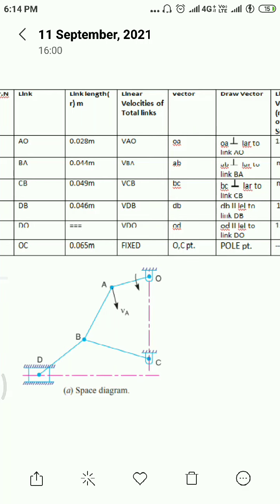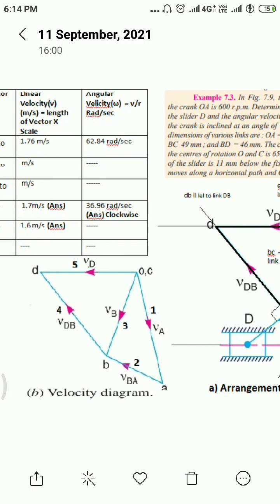Now let us start the velocity polygon. For the velocity polygon, we have to locate the fixed points O and C at one point. Then draw the first vector OA. O is the starting point, A is the end point. For the velocity diagram, again we have to use a scale. The velocity of vector OA is known to you, that is 1.76 meter per second, which is written in the table. So hence we can obtain the position of point A.